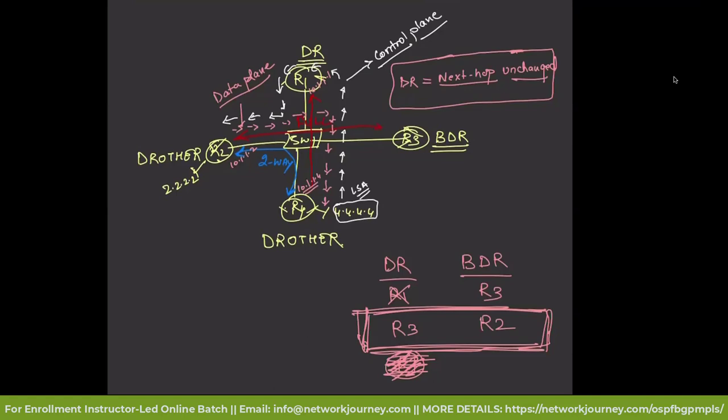Getting my point? For only the LSA exchange, it is going to use the DR and BDR. But data goes directly from R2 to R4, or R2 to R3, R3 to R4. It doesn't go via R3 to R1, R1 to R4. Forget R3, BDR is not there in the picture. It is just a backup DR. The only concept here is DR and DR others.